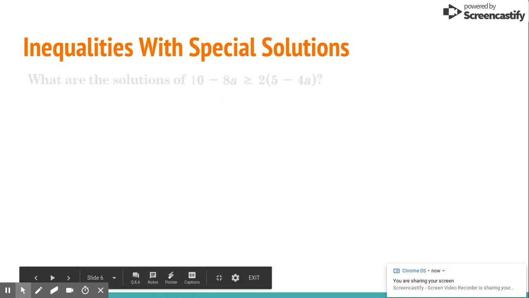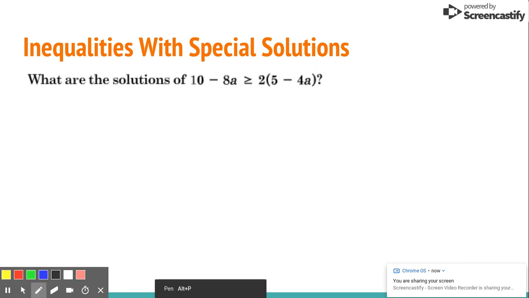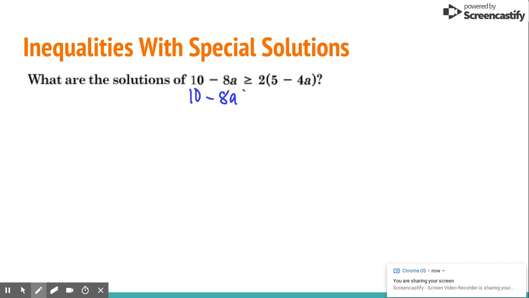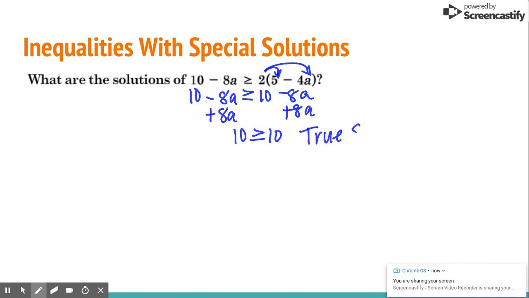Last types you will see have special solutions. So if I solve this first one, watch what happens. So I've got 10 minus 8a is greater than or equal to, distributive property, 10 minus 8a. Notice they're identical on both sides. If I didn't know that and I just moved my smaller variable, and then I got 10 is greater than or equal to 10, this is a true statement.